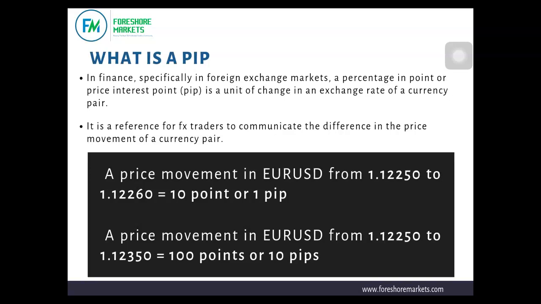The next one says a price movement in euro USD from 1.12250 to 1.12350 equals 100 points or 10 pips. That means 10 pips equals 100 points, and that takes you back to the first one I told you: 1 pip equals 10 points. So let's look at some practical examples and an explanation of how this works.